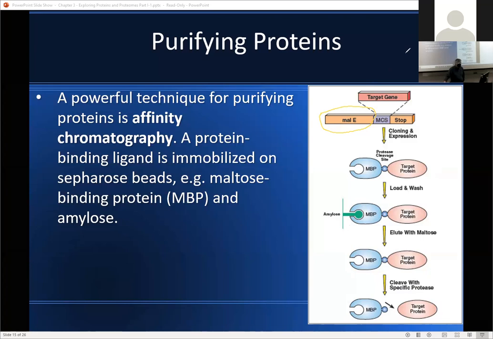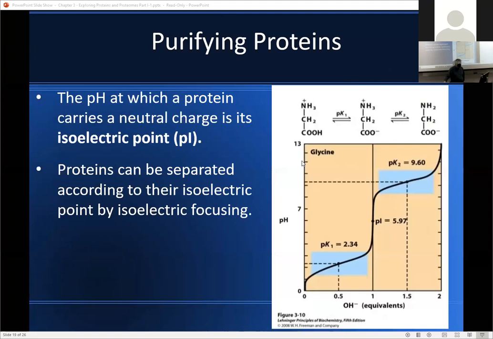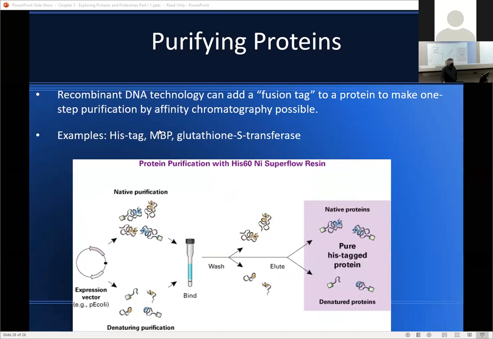Okay, so let's go back to that other slide. Recombinant DNA technology can add a fusion tag to a protein to make one-step purification by affinity chromatography possible. Examples of this: maltose binding protein, that was the figure we just looked at. GST, or glutathione S transferase, also makes a good fusion tag that we can use to purify the protein.